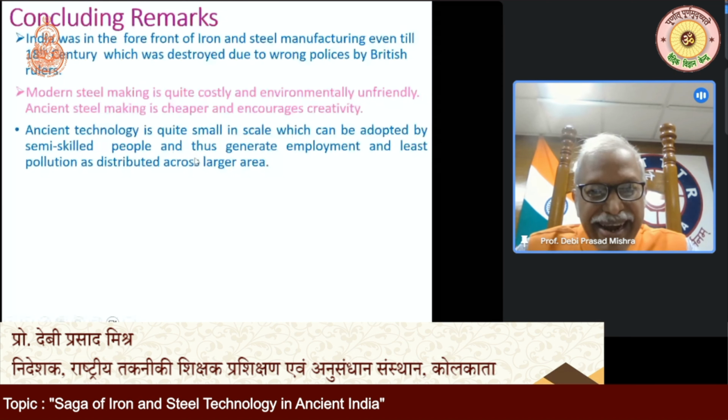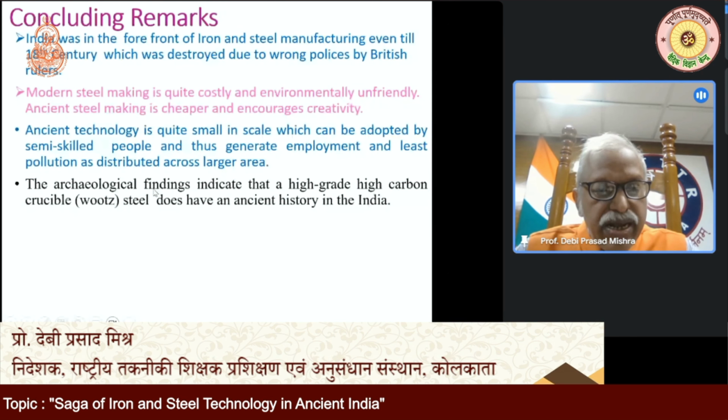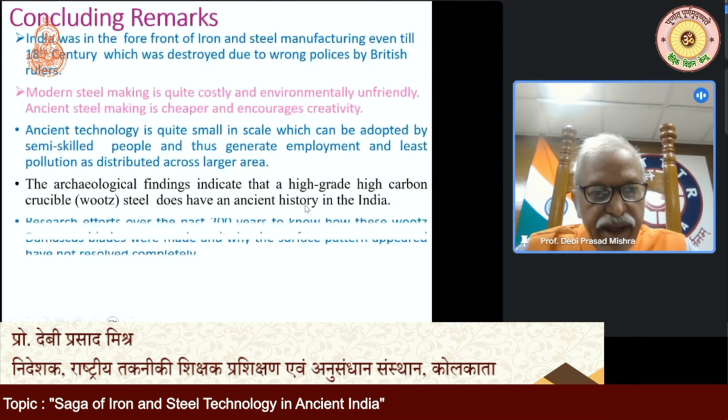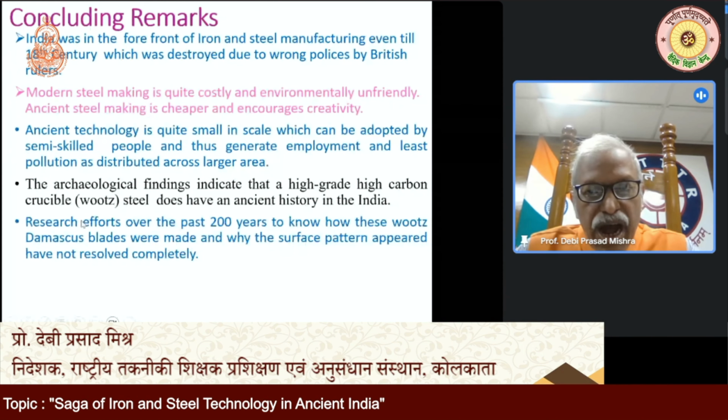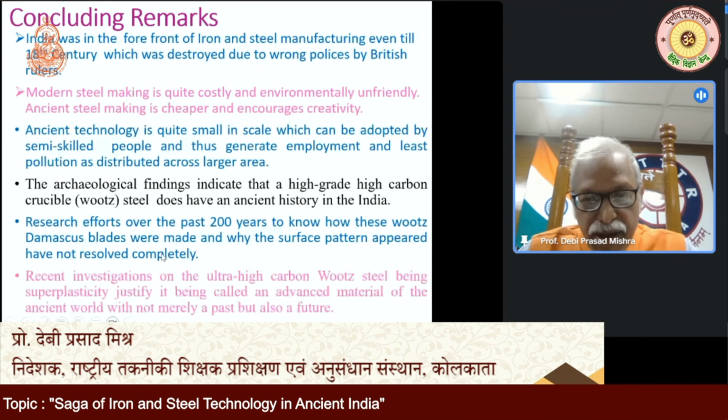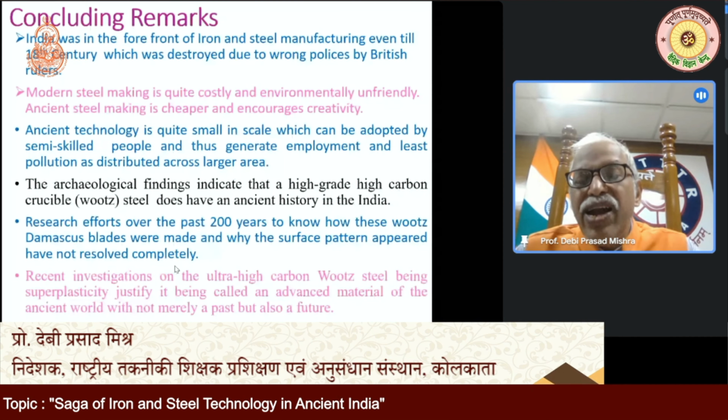Archaeological findings indicate that high-grade, high-carbon crucible steel has an ancient history in India. Research over the past 200 years has tried to know how these Damascus steel blades are made, but why the surface pattern appears has not been resolved completely. Whereas the Indians are not aware of the heritage, and as a result, we are just following Western technology blindly without understanding the efficacy of our system, because of bad, wrong education going on in our country.